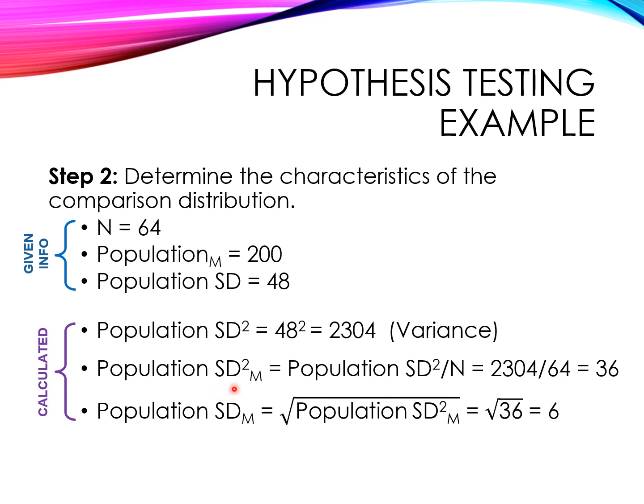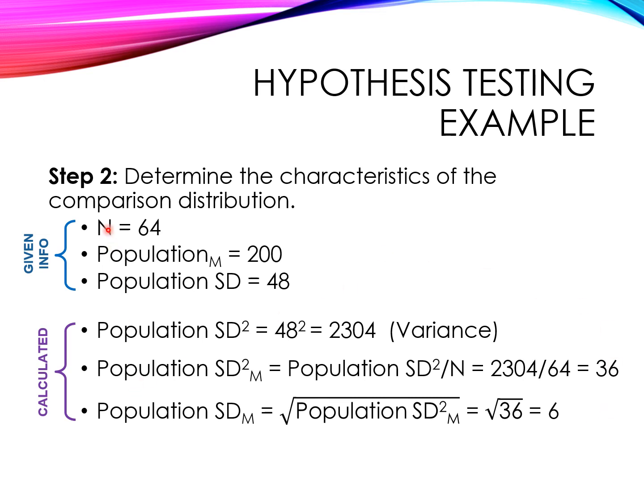Our population variance for the distribution of means, sub m, is equal to the population variance, up above, 2304, divided by our n, which is right up here, 64. So our population variance for the distribution of the means is 36. So population variance sub m. Now, our population standard deviation sub m for our distribution of means is the square root of our variance for the distribution of means, which is just the square root of 36, which is 6. It's nice when they're easy like that.